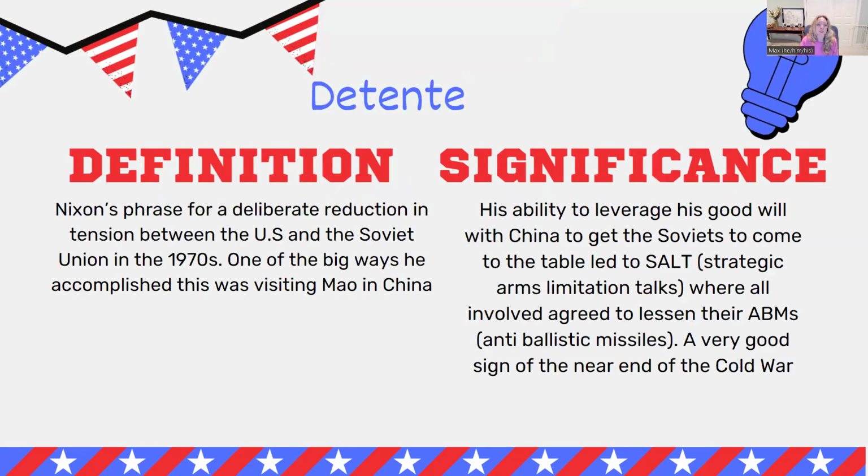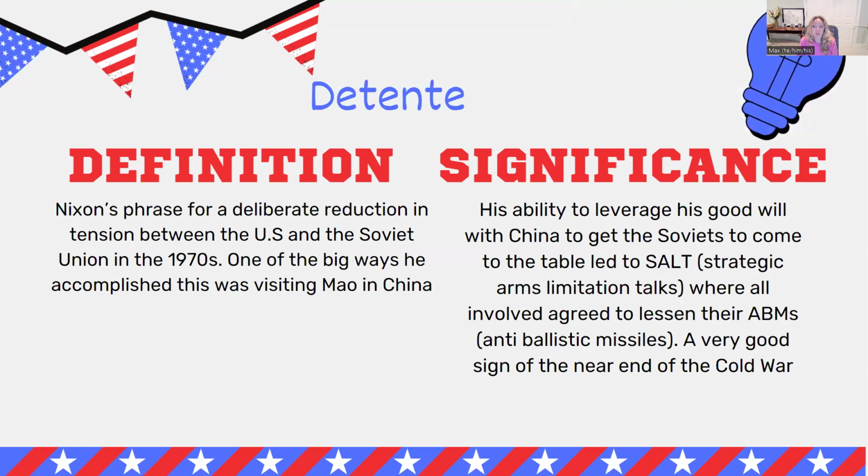Détente. Nixon's phrase for a deliberate reduction in the tension between the United States and the Soviet Union in the 70s. One of the big ways he accomplished this was visiting Mao in China. He was the first president since they became the Communist People's Republic of China that went to visit, and basically reinstated our recognition of China.